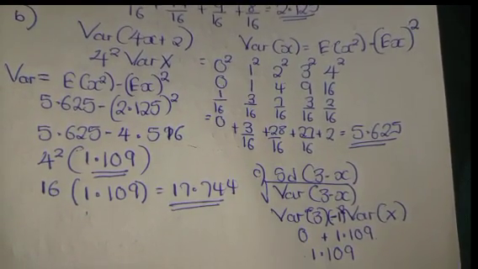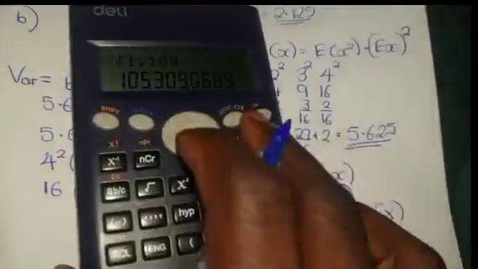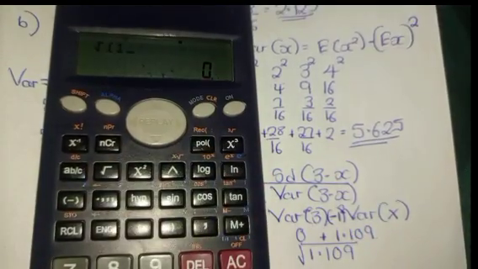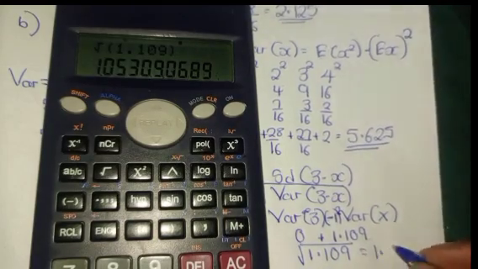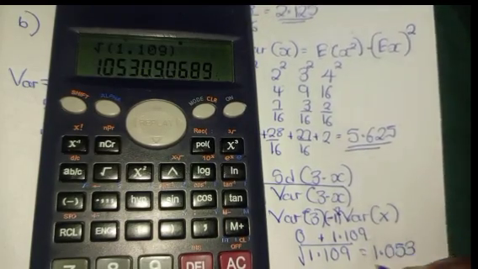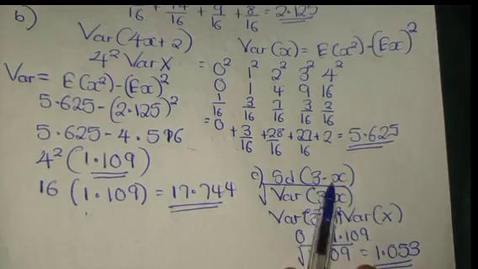Then since we have been asked to find standard deviation, so we square root this. So we are having the square root of 1.109, and the answer we are getting is 1.053. So this is the standard deviation of 3 minus x.